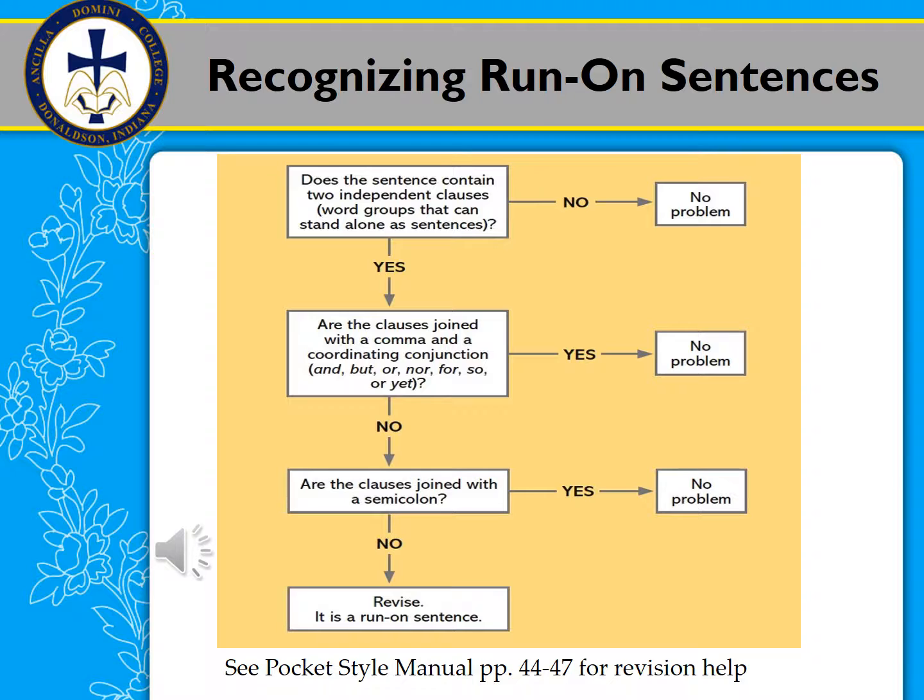If the answer is no, you ask yourself: are the clauses joined with a semicolon? If yes, then no problem. They're right where they need to be. But if the answer is no, then revise. It's a run-on sentence. That includes if you are joining them together with just a comma. Going back to the second question, you're asking if the clauses are joined with a comma and a coordinating conjunction. If it's just the coordinating conjunction, or just the comma, then you have the problem. And if it's just a comma, you have what's called a comma splice.